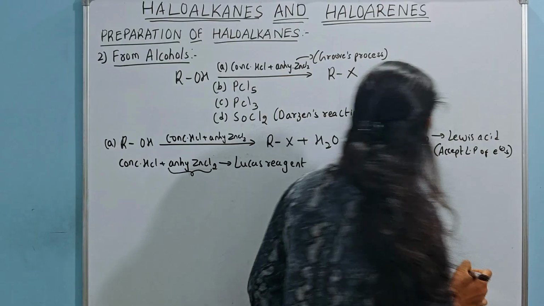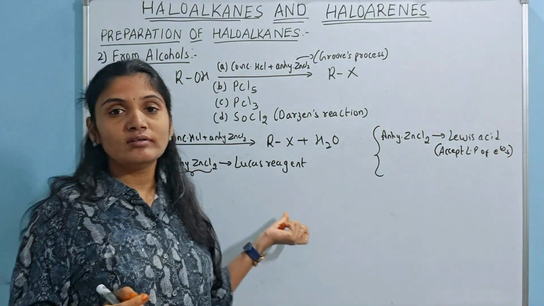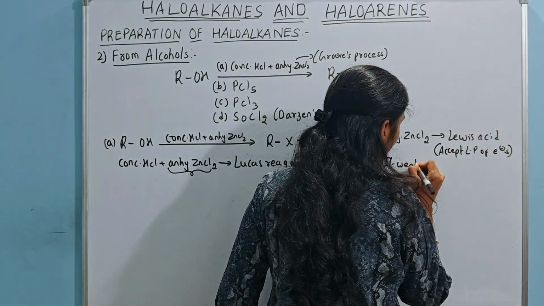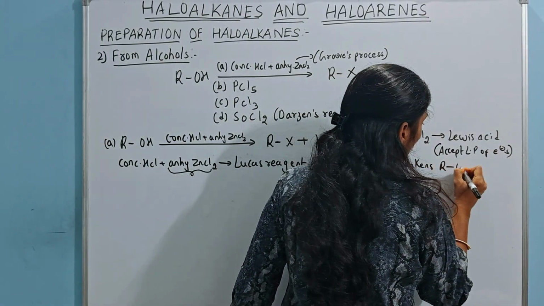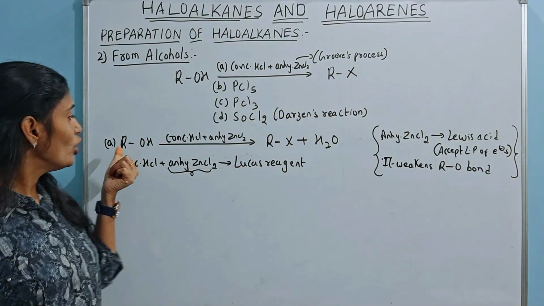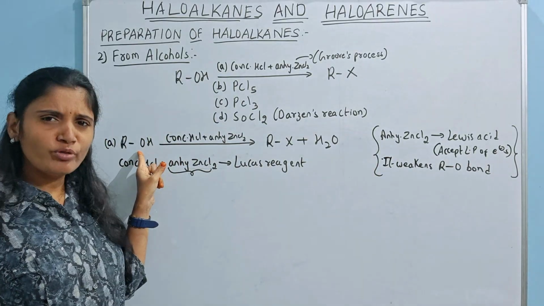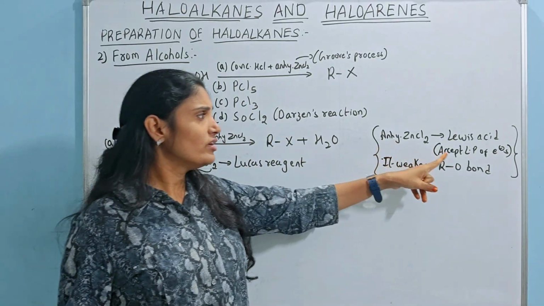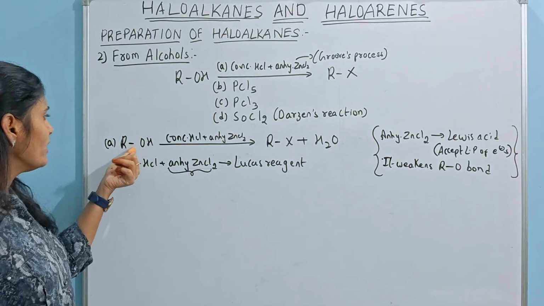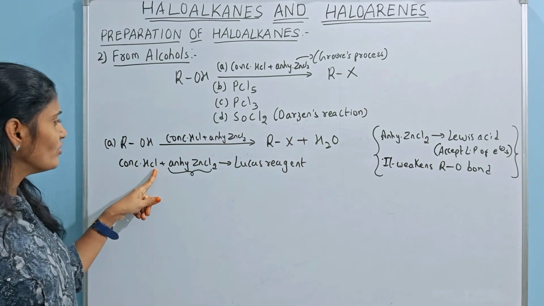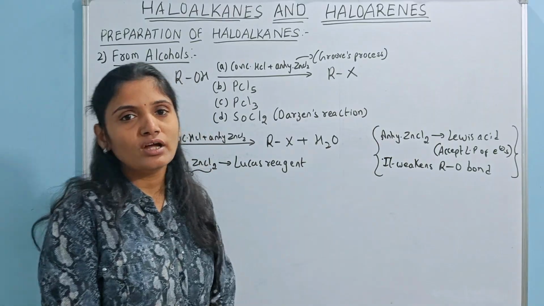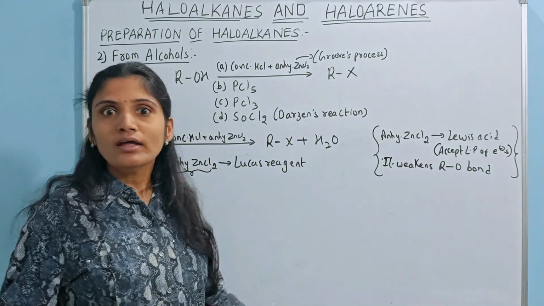So here, what is the advantage of having anhydrous ZnCl₂ along with concentrated HCl? It weakens the RO bond. Clear? In alcohols you have ROH, so you have the RO bond, the carbon-oxygen bond. Anhydrous ZnCl₂, being a Lewis acid, will weaken the RO bond. When this bond gets weakened, it is very easy for Cl to substitute OH. That is the reason we use anhydrous ZnCl₂. So in a way we can say it is used as a catalyst.